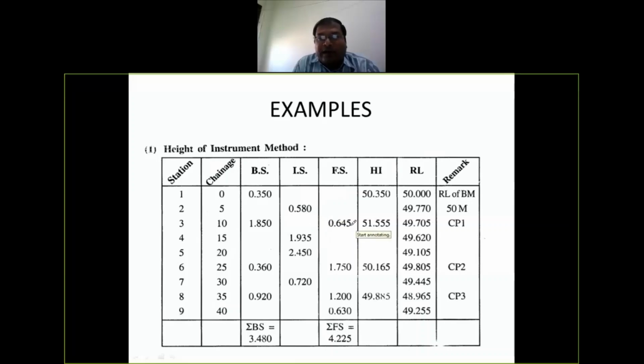Then 0.645, this is my third reading, and that is my foresight reading. So I have to enter it in the foresight column in the third row. Then what is your fourth reading? That is your backside reading. So in the same row, you have to enter your fourth reading.